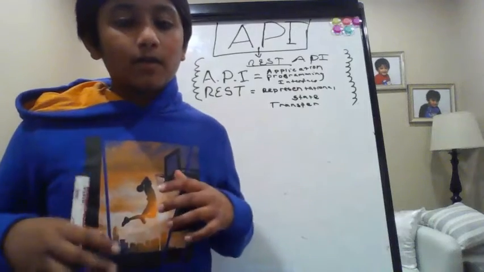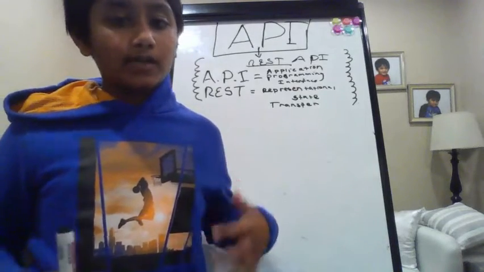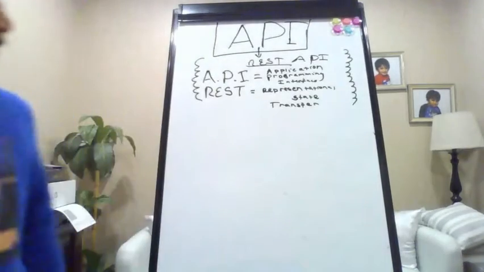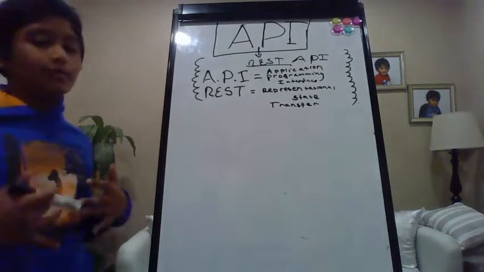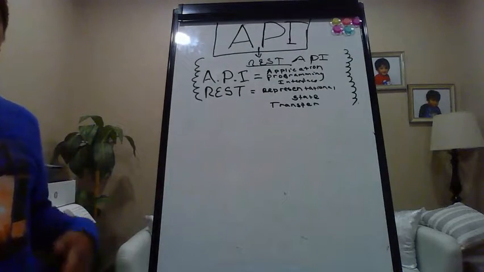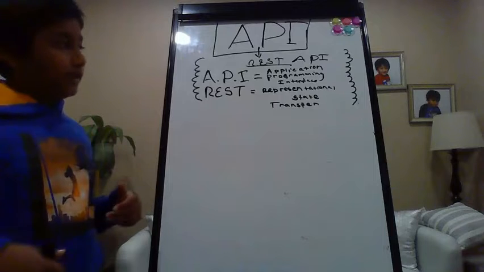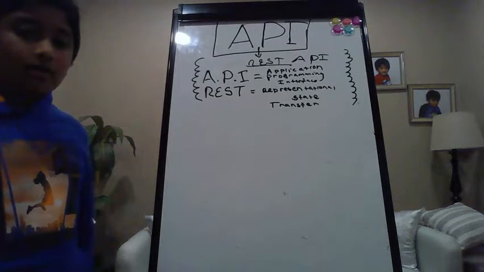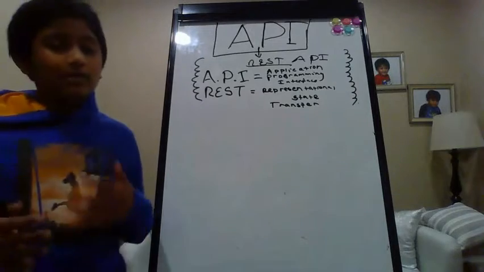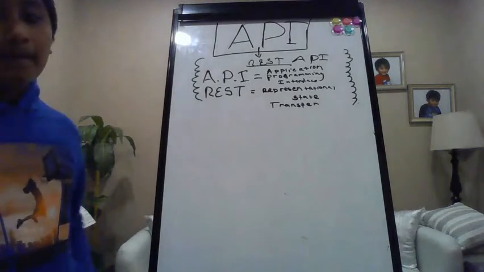Alright guys, in this video we're going to be talking about REST APIs. So let's get started. As you can see here on my whiteboard, an API is an application programming interface, and the REST part of the API is representational state transfer. So let's talk more about what these two mean.